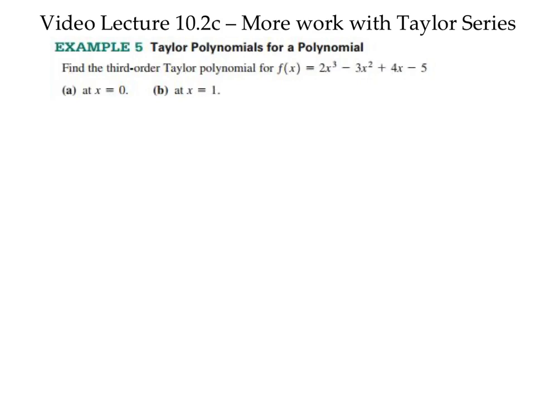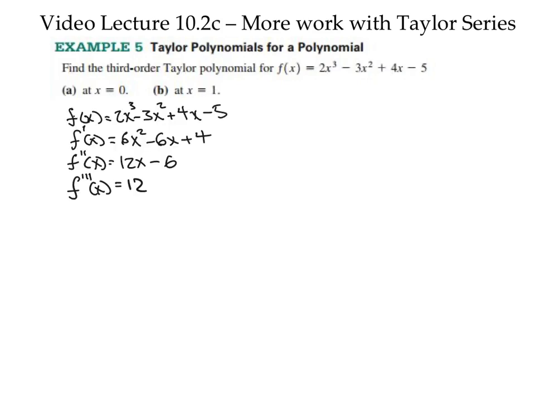All right, so here's the problem. We want to find a 3rd order Taylor polynomial for 2x cubed minus 3x squared plus 4x minus 5, centered at 0, and a second one centered at 1. To do this, I'm going to need to take f prime, f double prime, and f triple prime and evaluate each of those at both 0 and 1. So here's the math behind that. Finding the first 3 derivatives shouldn't be that hard.